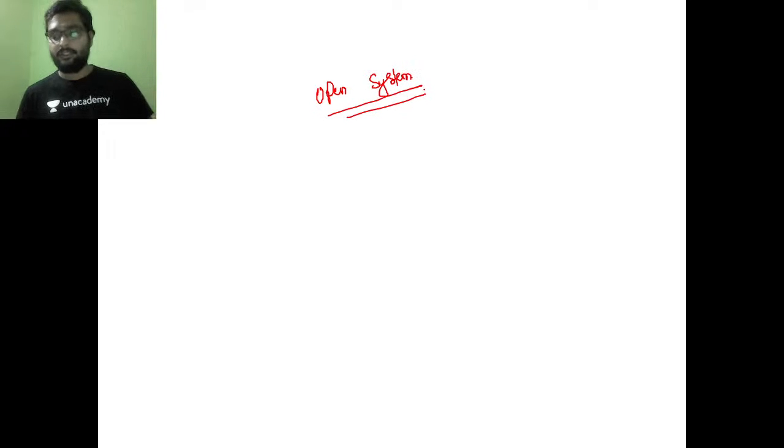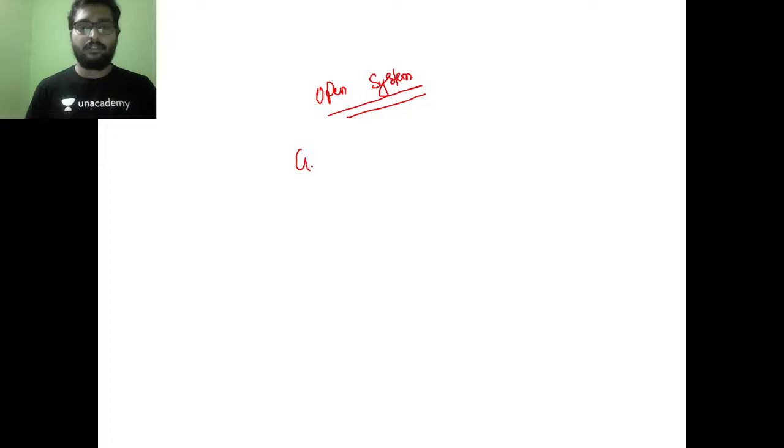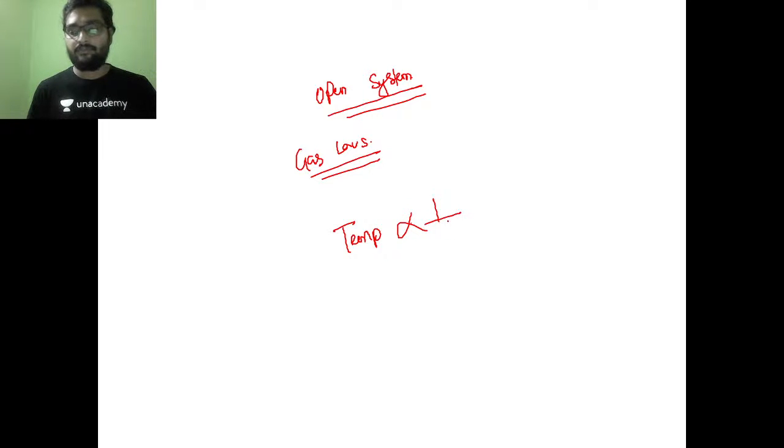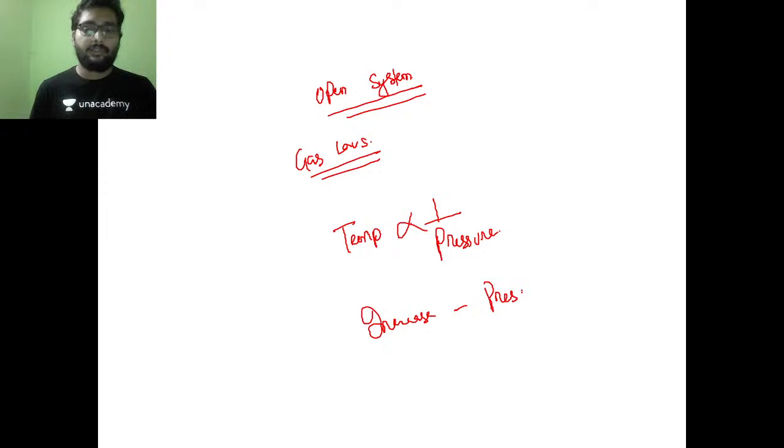So atmosphere is an open system. As it is an open system, the gas laws are not applicable in this case, and hence temperature is inversely proportional to pressure. Increase in the temperature will lead to increase in the pressure.